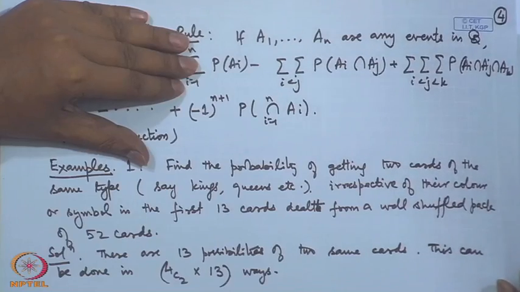Now, you have 11 more cards. They should all be distinct, because we are requiring that only 2 cards are of the same type. So, the remaining 11 cards must all be distinct. This can be done in 4 to the power 11 ways.